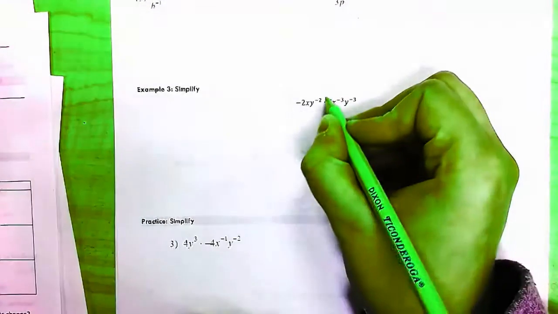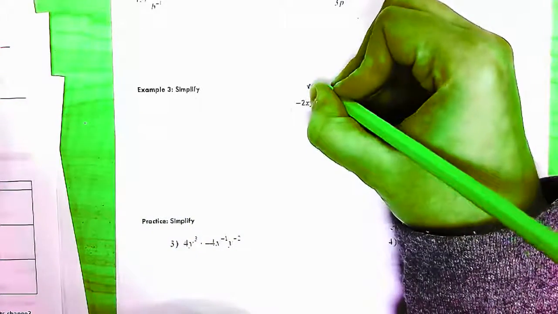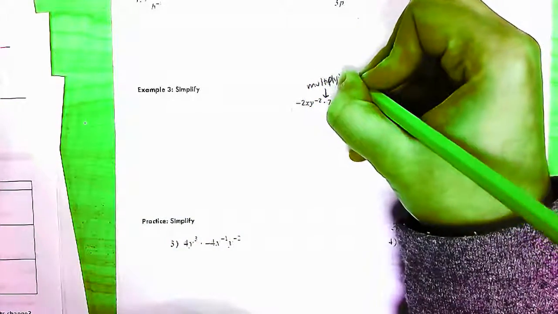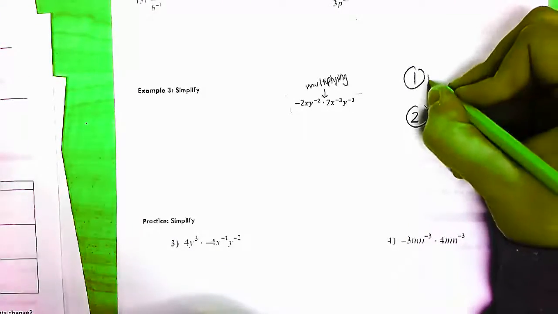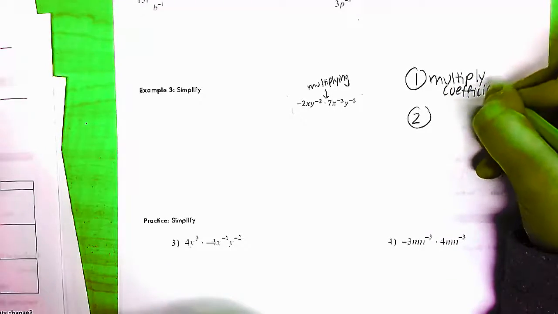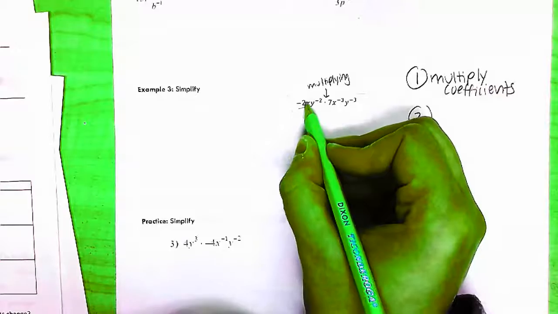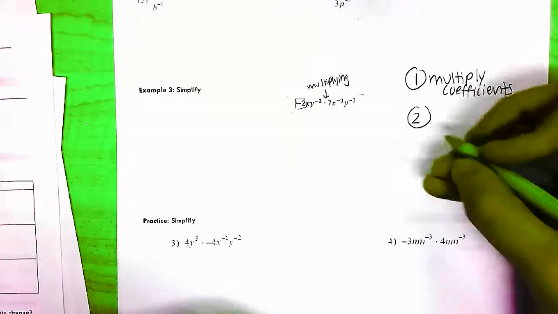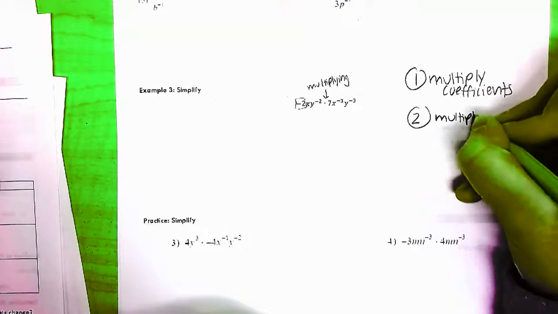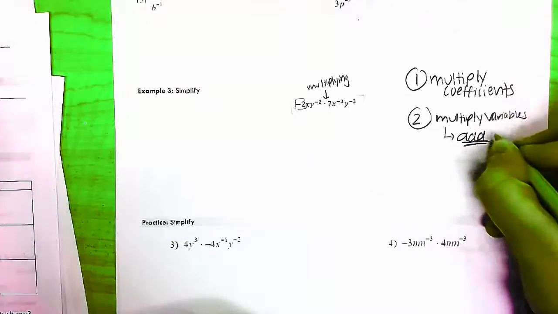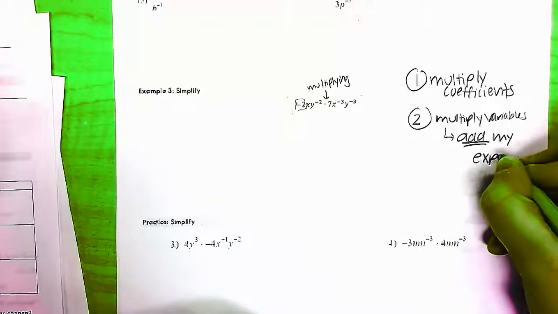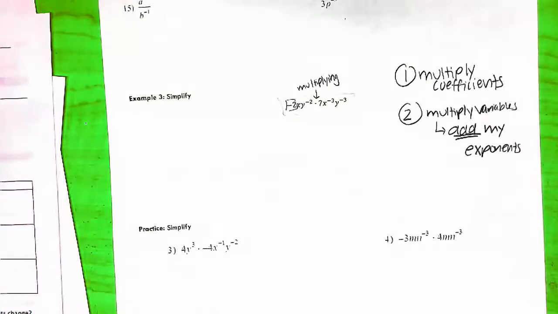Here I look, remember this dot right there means multiplying. So if I'm thinking back to when I learned about multiplying, I remember that we had 2 steps. Step 1 was multiply coefficients. Remember, the coefficient is that number in front, so this would be a coefficient. Step 2 was multiply my variables. And what do I have to do when I'm multiplying my variables? I add my exponents. So let's not forget that.